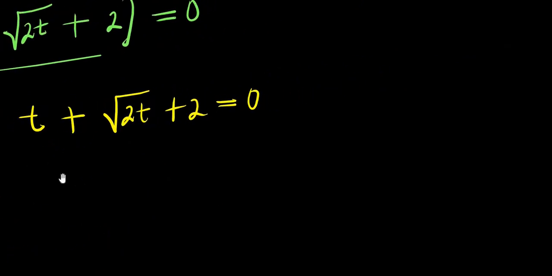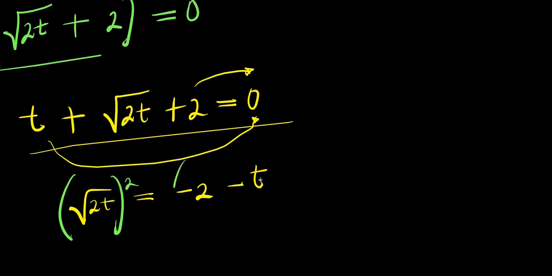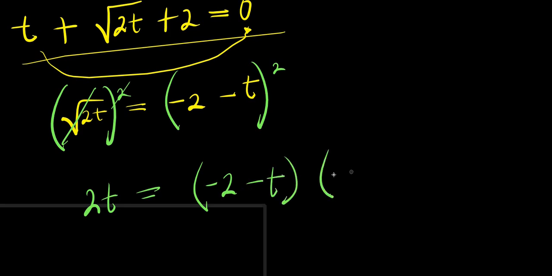Now for this one here, to solve this, I move 2 over here and also move t over here. So we'll have square root of 2t equals negative 2 minus t. What I'm going to do is take the squares of both sides of this equation. This cancels this. I have 2t equals negative 2 minus t times negative 2 minus t.